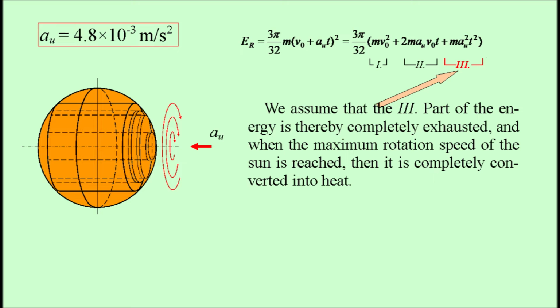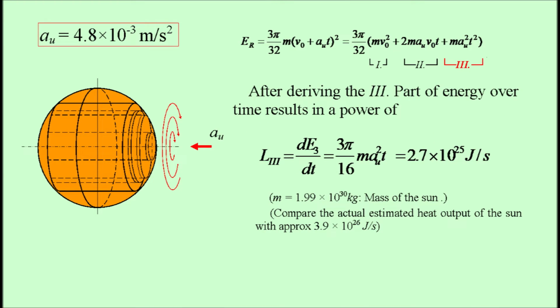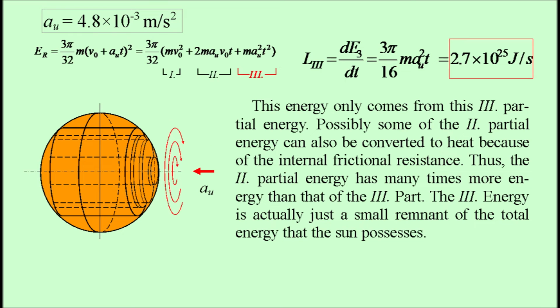We assume that the third part of the energy is thereby completely exhausted, and when the maximum rotation speed of the Sun is reached, then it is completely converted into heat. After deriving the third part of energy over time results in a power of. This energy only comes from this third partial energy.